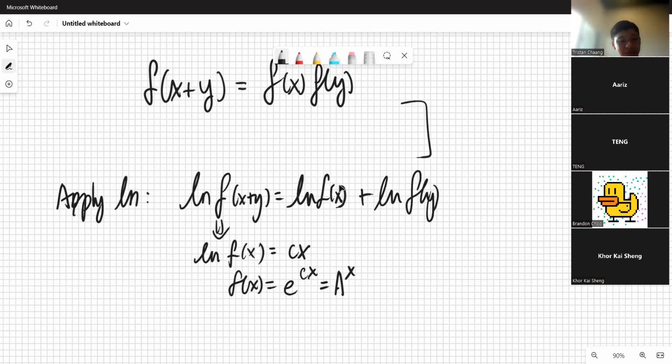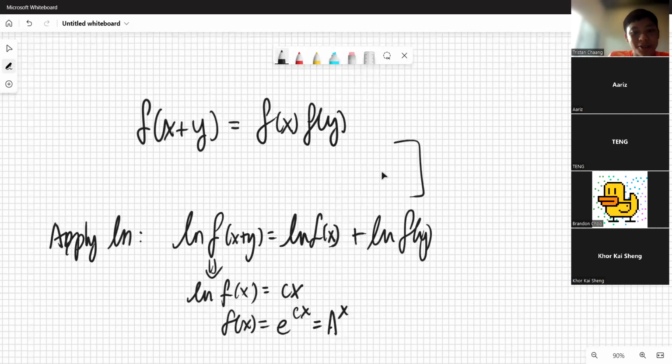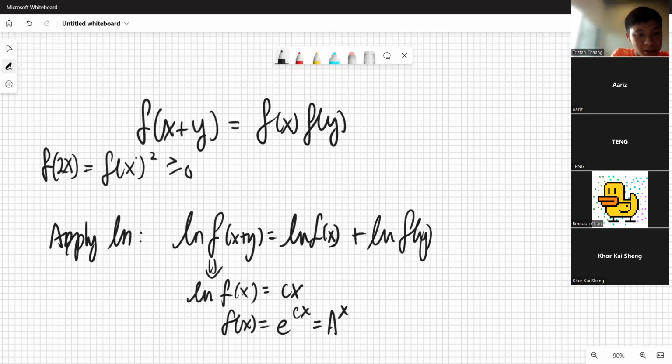Yes, you must prove it's positive, right? You must prove everything is positive. So we have to make sure everything is more than 0. If we put x equals y, f(2x) equals f(x) squared, which is more than or equal to 0. So every single output is more than or equal to 0.